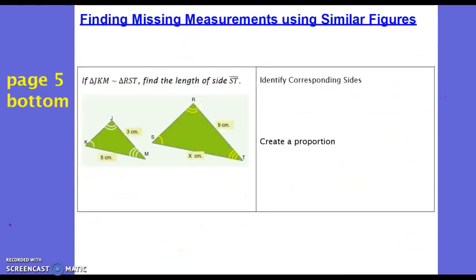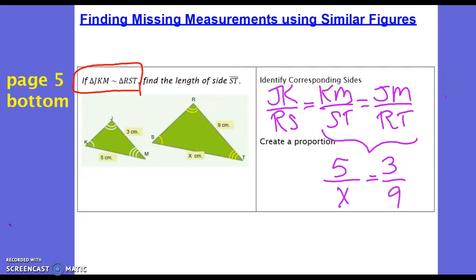Okay, why don't you go ahead and try the next problem and see if you can list the corresponding sides and make a proportion. Let's see if you can use a proportion to find a missing side. You're told that these triangles are similar, so make your proportion and cross multiply, and let's see if you can get the answer.